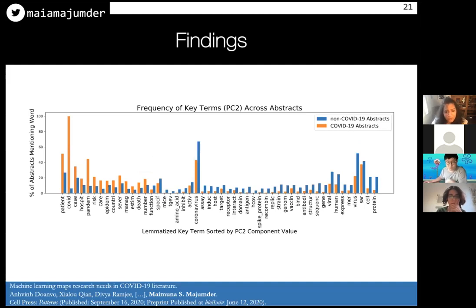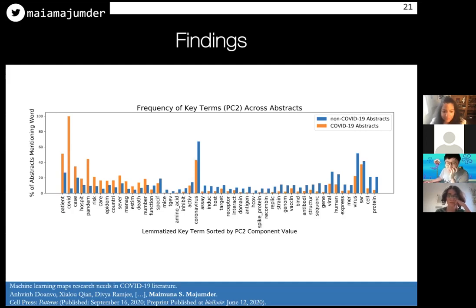To learn more from the lemmatized key terms on the previous slide, we sorted them by their PC2 component values and then examined the percentage of COVID-19 abstracts and the percentage of MERS and SARS abstracts that mention each word. Here, COVID-19 abstracts are shown in orange, and non-COVID-19 or MERS and SARS abstracts are shown in blue. It's immediately obvious that COVID-19 abstracts are overrepresented on the left-hand side, the side that includes words like patient and case, and underrepresented on the right-hand side, the side that includes words like protein and cell.